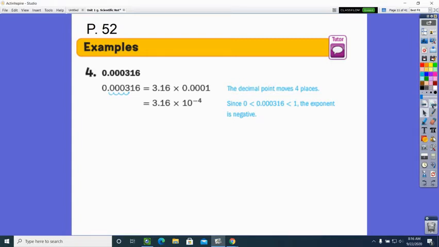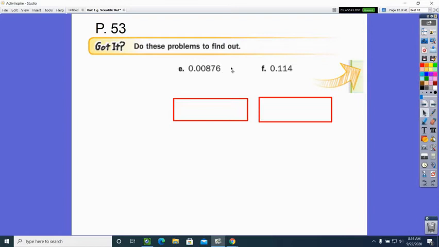So let's take a look at this one. I want you to think right now, where would the decimal go? What would our numbers be in front? And what would the power of 10 be? Pause the video and see how you do.